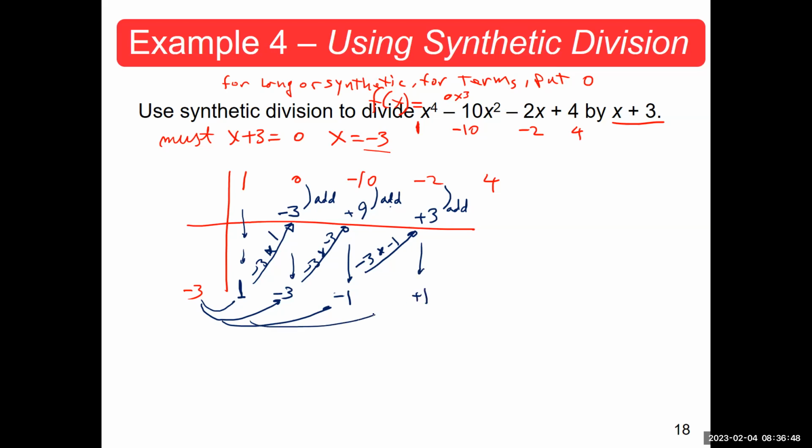Again, you multiply negative 3 by 1, you're going to get negative 3. You guessed it, add. And the answer all the way down here, 4 minus 3 is 1. Again, the last one is the remainder of the dividing.